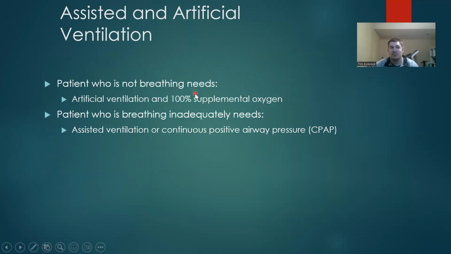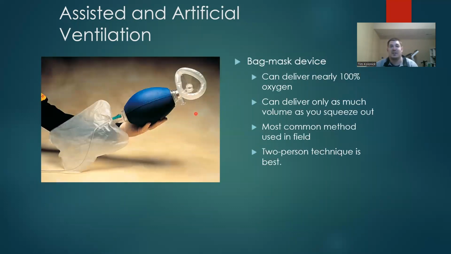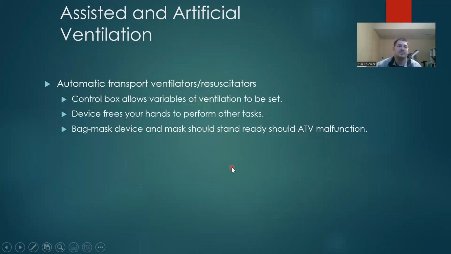If someone needs help breathing, right, we're usually going to use a BVM or potentially a CPAP. That's called assisted ventilation. A BVM gives up to 100% oxygen. Give as much as you need as you squeeze it. Okay? We're only giving enough to maintain chest rise. And like it says, it's the most commonly used in the field. Two-person is best. There are automatic transport ventilators or other ventilators that you might see out there where the machine is controlling how the patient is breathing, right?